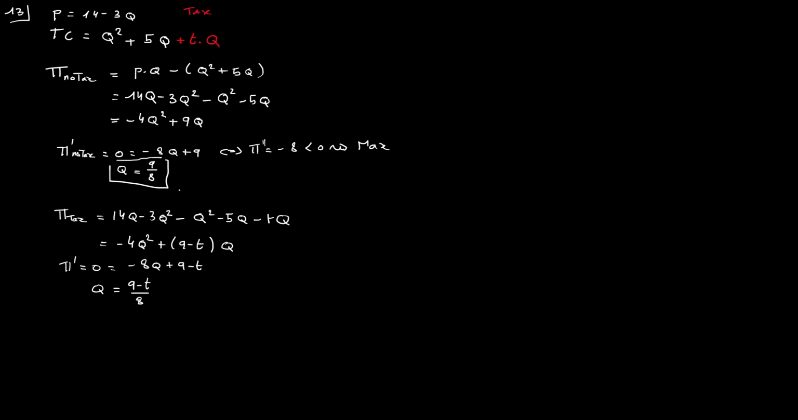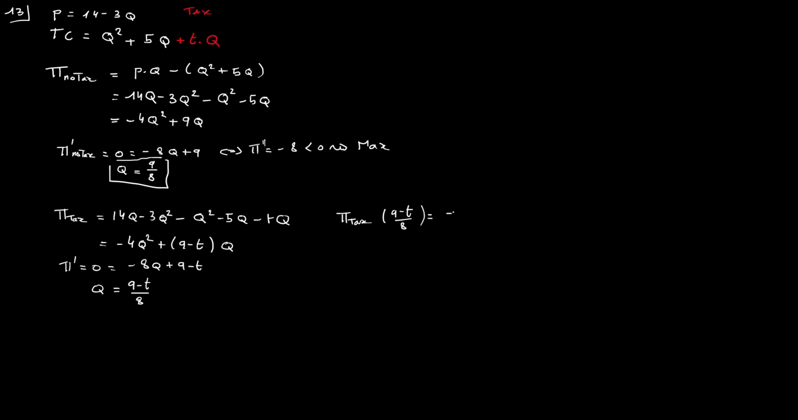Okay, now that we have these quantities, we're interested in the true effect of imposing this tax, or what our profit is in this case, because we have to calculate the maximum profit under tax. And later we are also interested in the price change. So let's first calculate what this means for our profit. We evaluate our profit function under tax at the point (9 minus t) over 8.